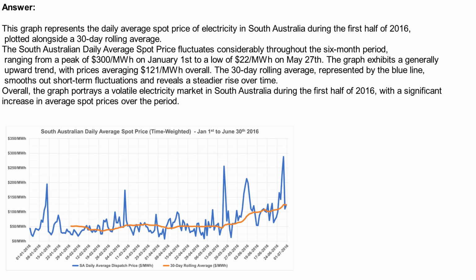The graph exhibits a generally upward trend, with prices averaging $121 per megawatt hour overall. The 30-day rolling average, represented by the blue line, smooths out short-term fluctuations and reveals a steadier rise over time. Overall, the graph portrays a volatile electricity market in South Australia during the first half of 2016, with a significant increase in average spot prices over the period.